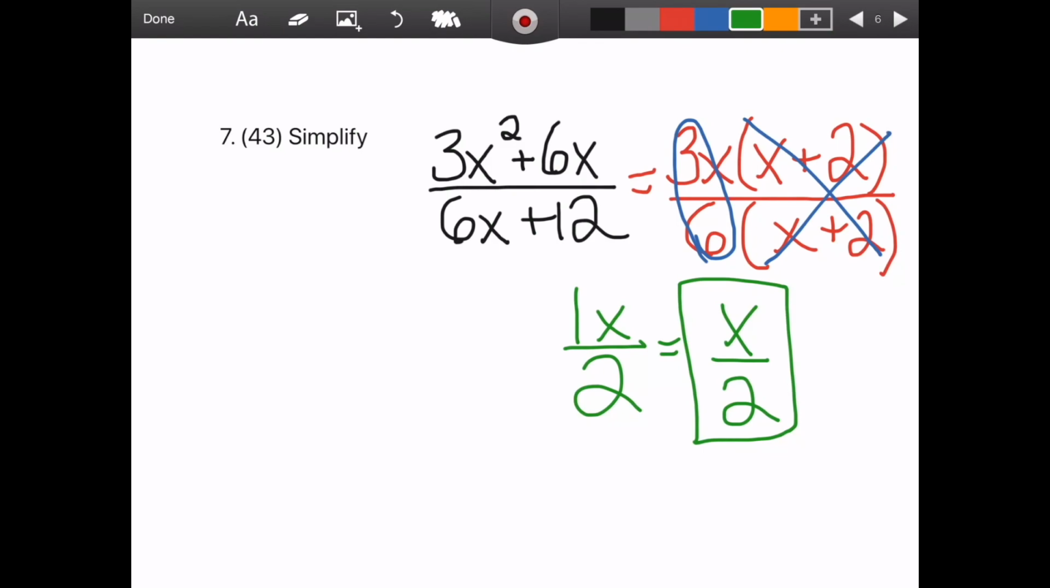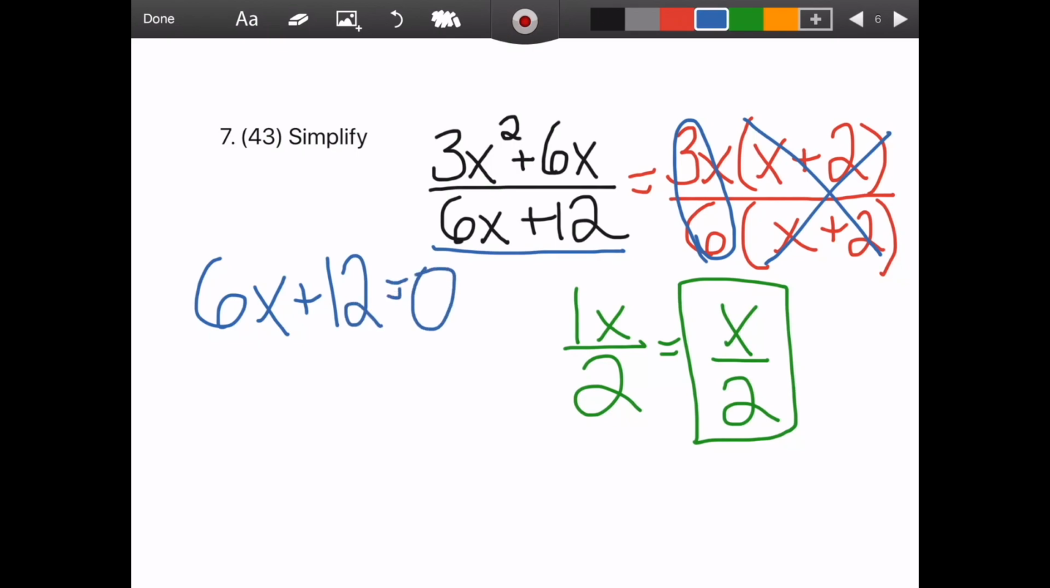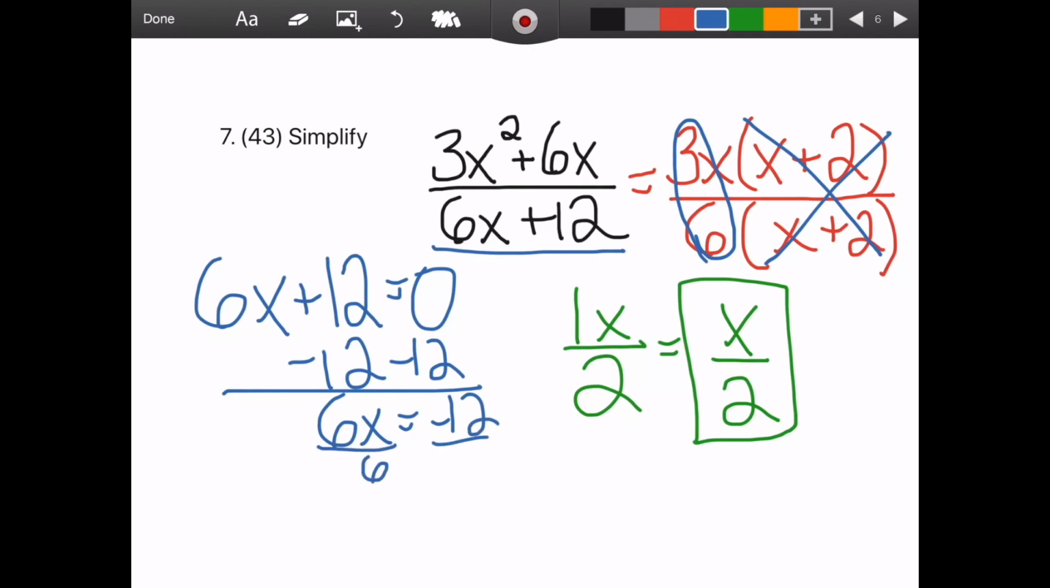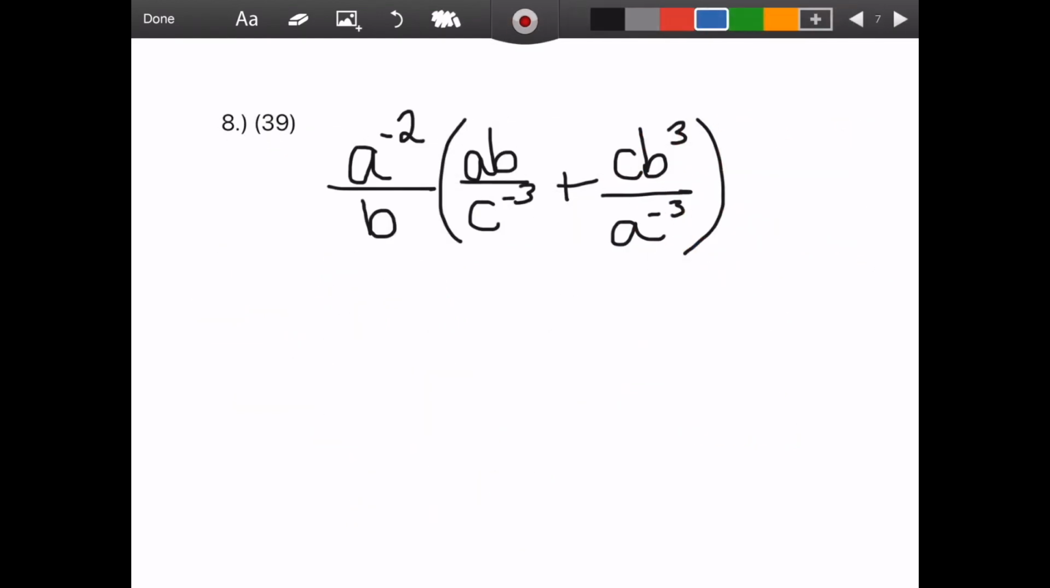And if so, remember we do that by taking our denominator, 6x plus 12, and setting that equal to 0. And then we just solve for x. Divide by 6. So this is our excluded value. X cannot be -2. Because if it were -2, it would make our denominator 0, which would make this an undefined problem. Number 8 is from lesson 39, and we just need to simplify this.